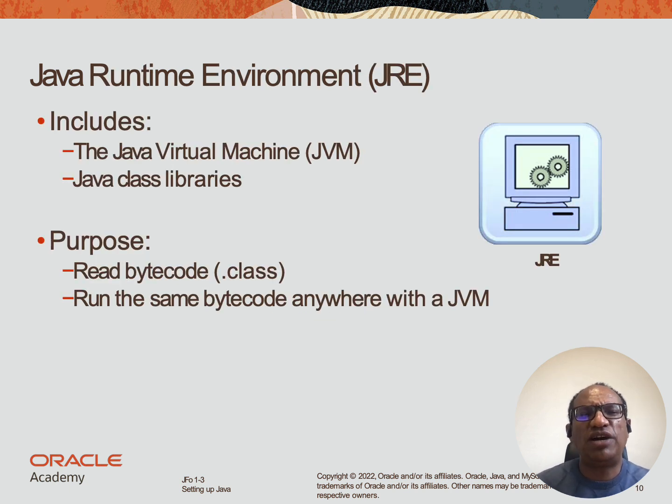And that brings us to the Java Runtime Environment, or JRE. The JRE includes everything needed to run Java programs. Think of it as the environment that allows you to execute a Java program, regardless of your operating system. It consists of the Java Virtual Machine, JVM, and Java class libraries. As we covered, it needs to read the bytecode, which has an extension of .class, to run the bytecode in a JVM.